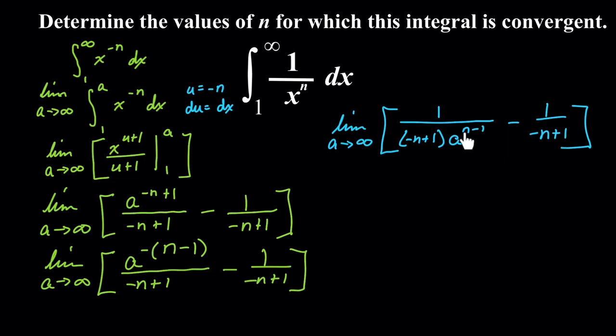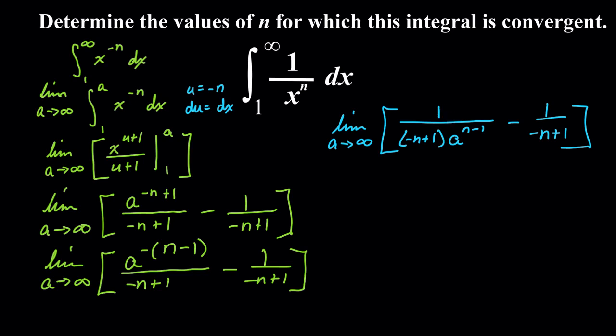Now, if n is 1, the problem diverges because you can't divide by 0. If n is less than 1, then your exponent will be negative. And if A has a negative exponent, A will then move to your numerator. And as A gets bigger, this fraction will diverge. It just keeps getting bigger and bigger and bigger.